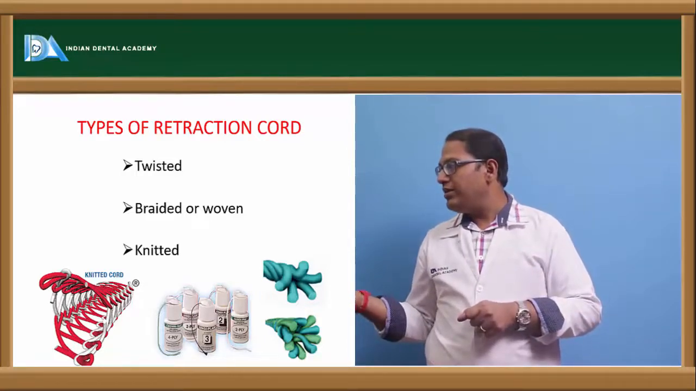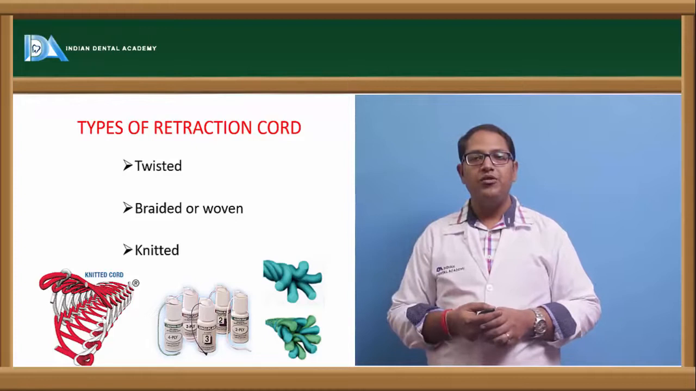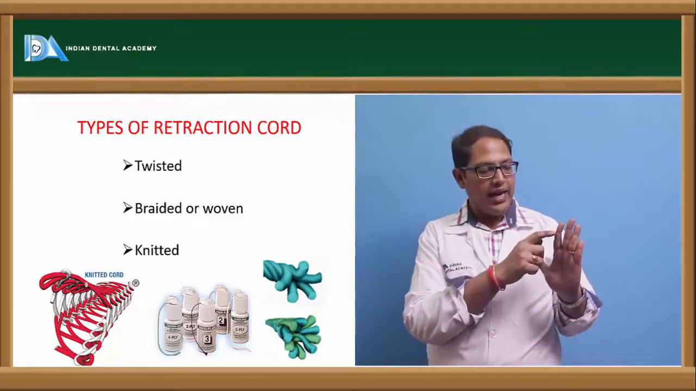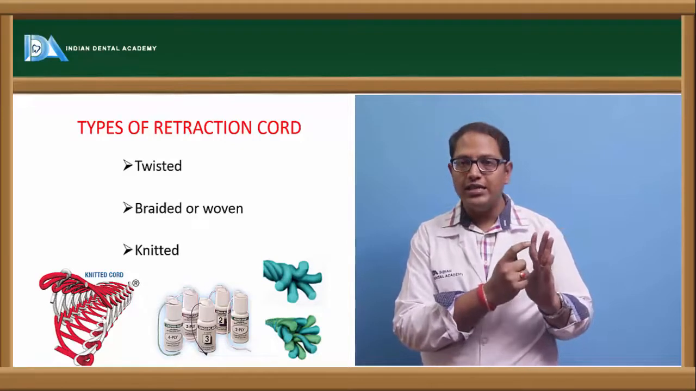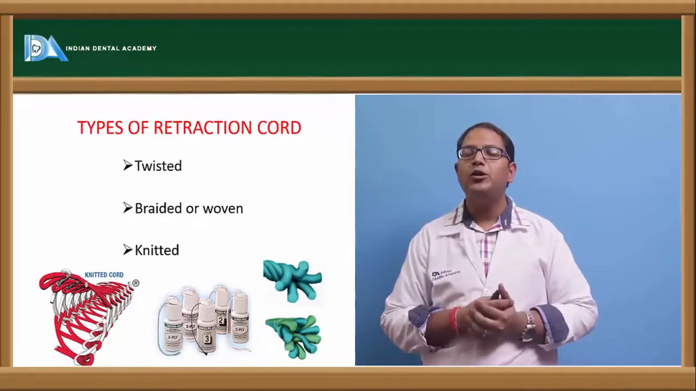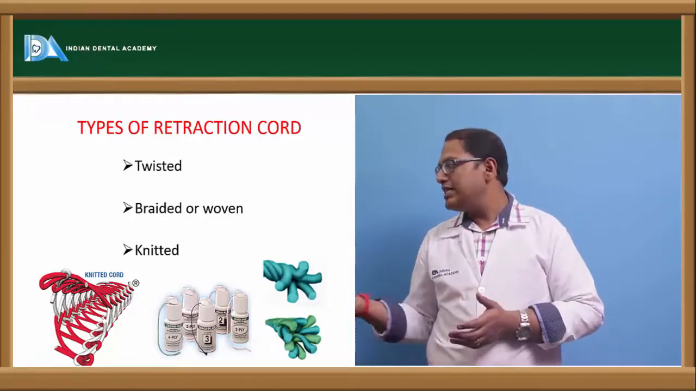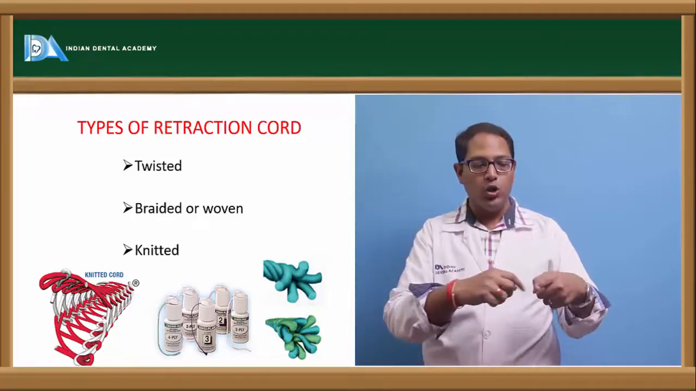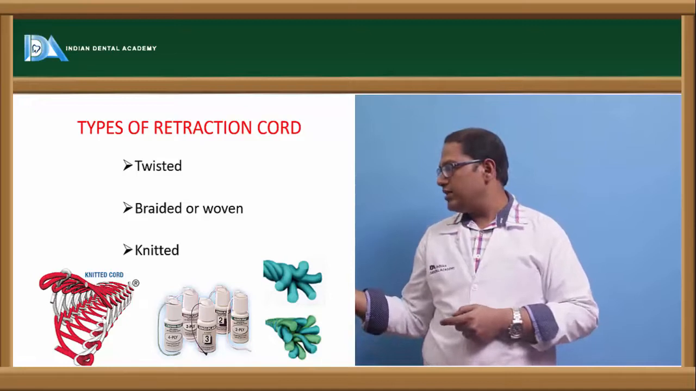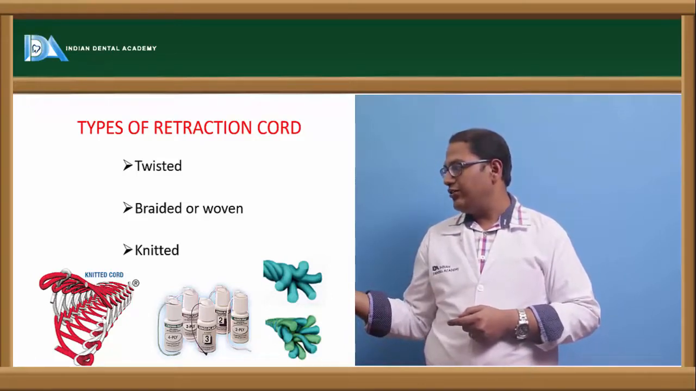What does braided mean? Braided means, like our fingers, they have cuts. So a retraction cord, when it has little cuts in the particular cord, that will be called braided. And what is knitted? Knitted means all are mixed together, one after another is rolled off. See the last picture. This is a type of knitted retraction cord.